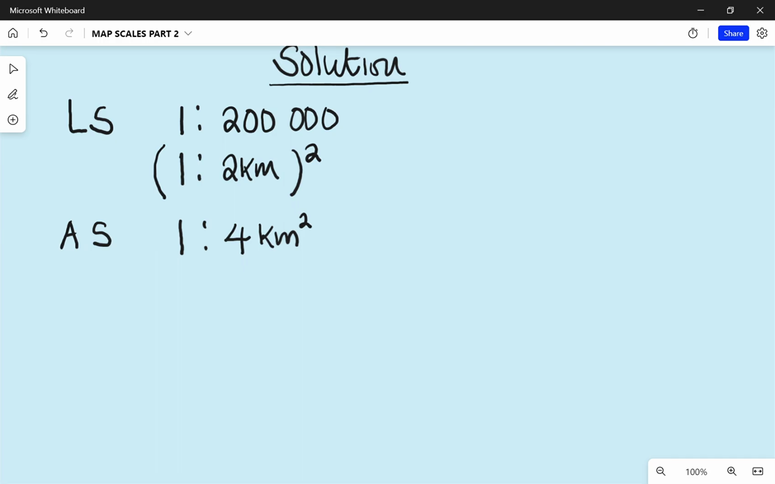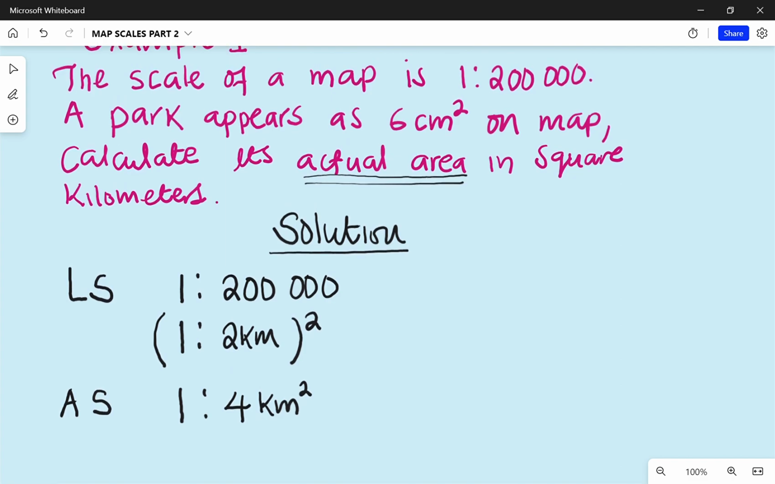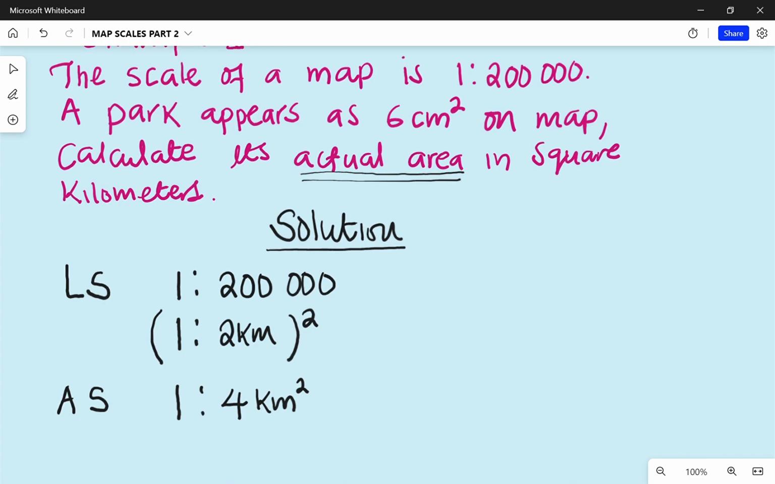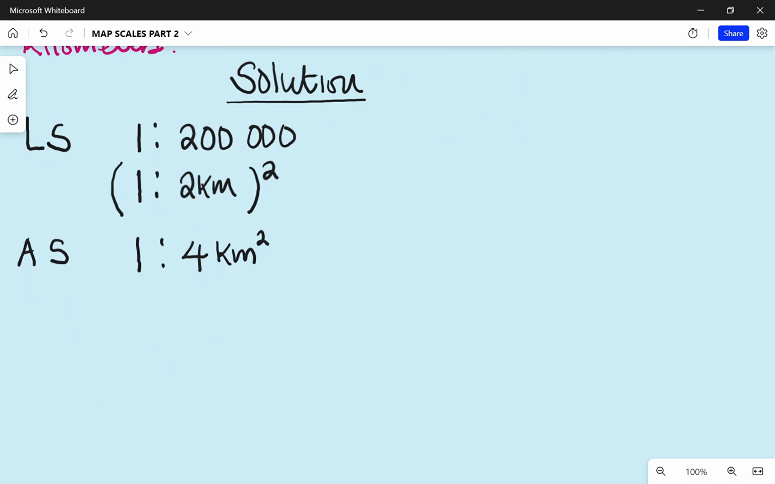Now let's look at the question again so that we pick what has been given to us. A park appears as 6 centimeters squared on a map. Calculate its actual area. Therefore, 1 is equal to 4 kilometers squared. What about 6? This is going to be x.